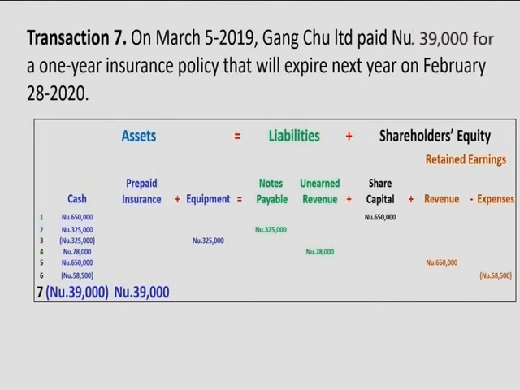Prepaid insurance is an asset here because we are going to generate future economic benefit. The future economic benefit on this prepaid insurance will be till 28 February 2020. For another 1 year you are going to have some economic benefits from the insurance company. If something happens to the business, you will be able to claim for damages from the insurance company. So therefore, in the cash column, it is reduced by 39,000, and in the prepaid insurance column, it will be increased by 39,000, the same amount. So both on the asset side, one is minus, one is plus. So it gets balanced automatically.